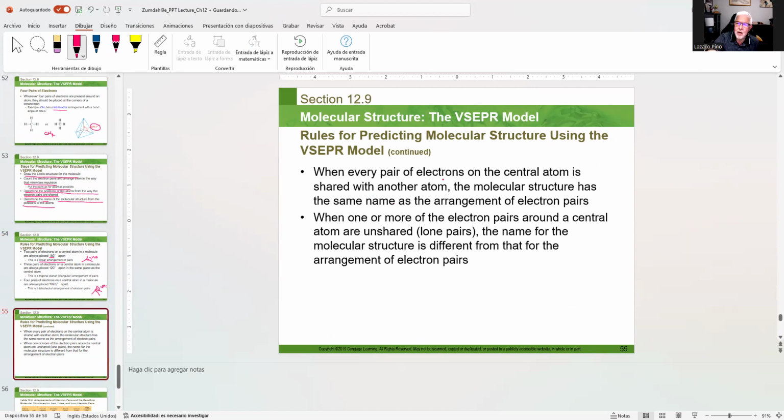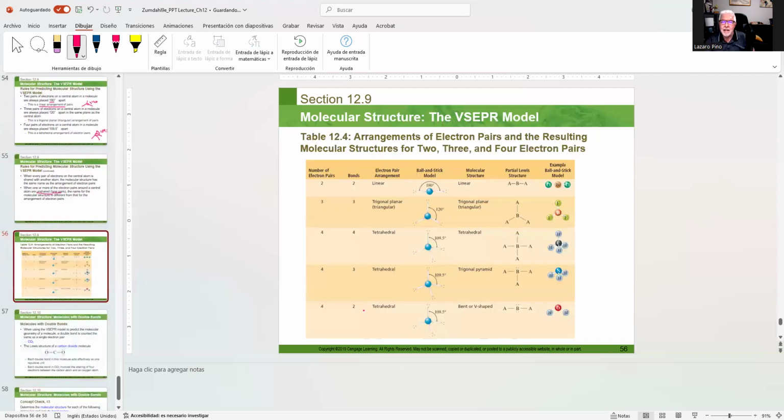When every pair of electrons on the central atom is shared with another atom, the molecular structure has the same name as the arrangement of the electron pairs. But when one or more of the electron pairs around the central atom are unshared, what is the meaning? That they are lone pairs. The name of the molecule is different. Let's see what these changes are.